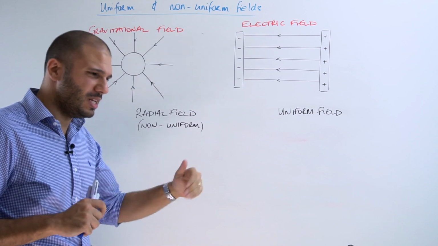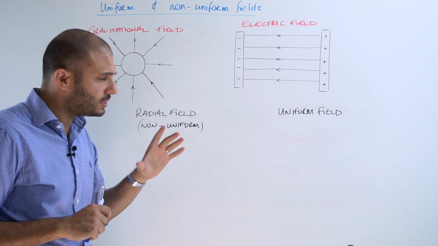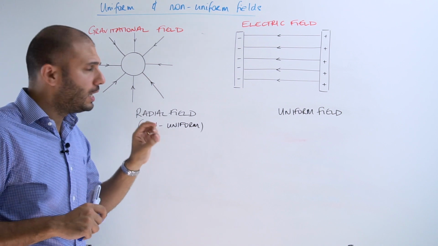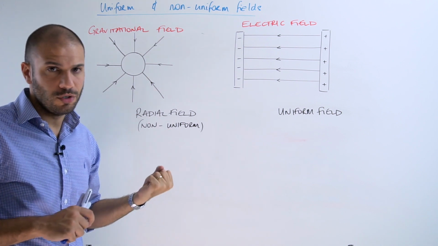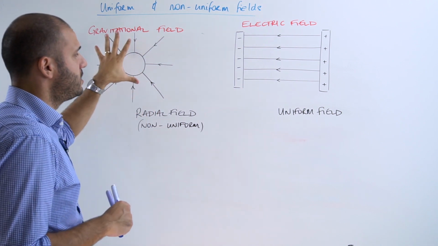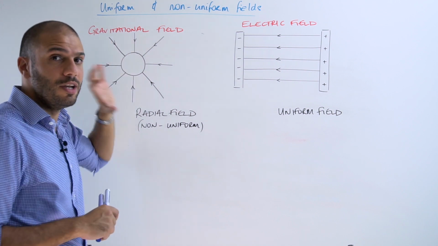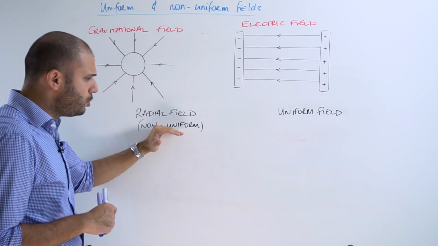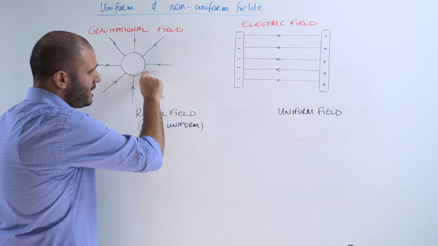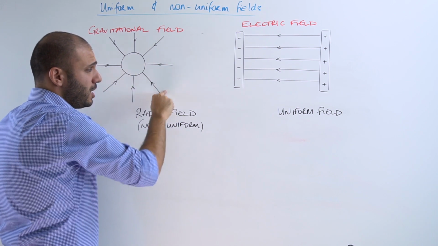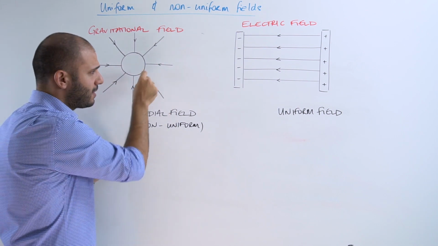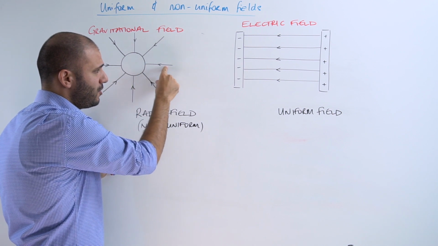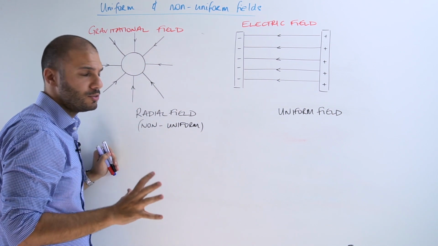We'll be speaking about fields later on in other topics, but just a quick side note about uniform fields and non-uniform fields. With gravitational fields, we've got examples of a non-uniform field. With a non-uniform field, it means that the spacing between such lines is not constant. In fact, the spacing is increasing as we move further out.